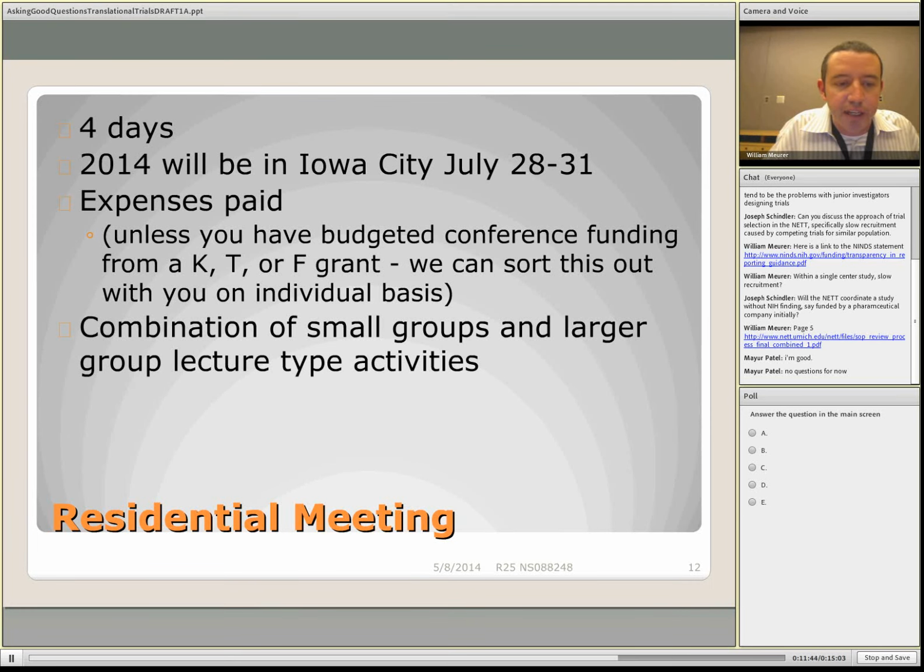If you're thinking of writing a K-23, this would be a good opportunity to take this course to help hone the design if a clinical trial is an aspect of that career development plan. And there'll be a combination of both small groups and larger group lecture type activities. We'll have further small group meetings after the residential conference in Iowa City, and then we'll also hold the mock IRBs and study sections.